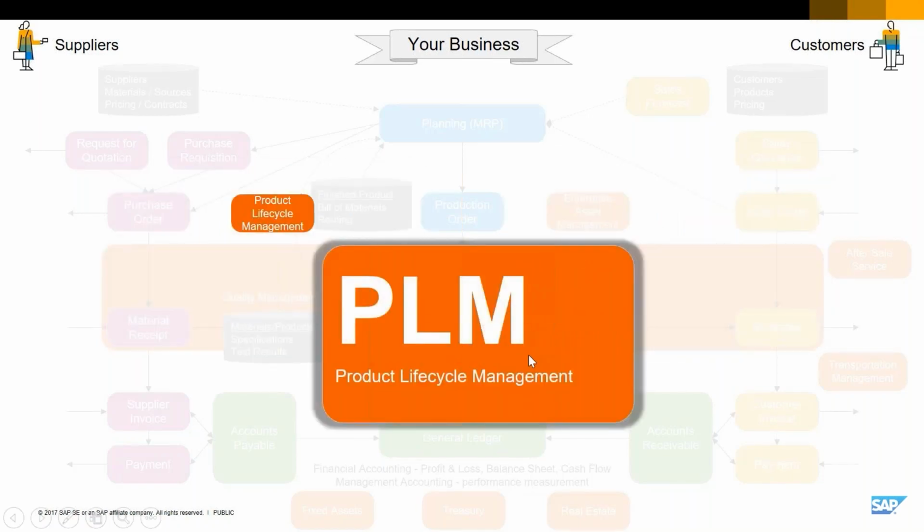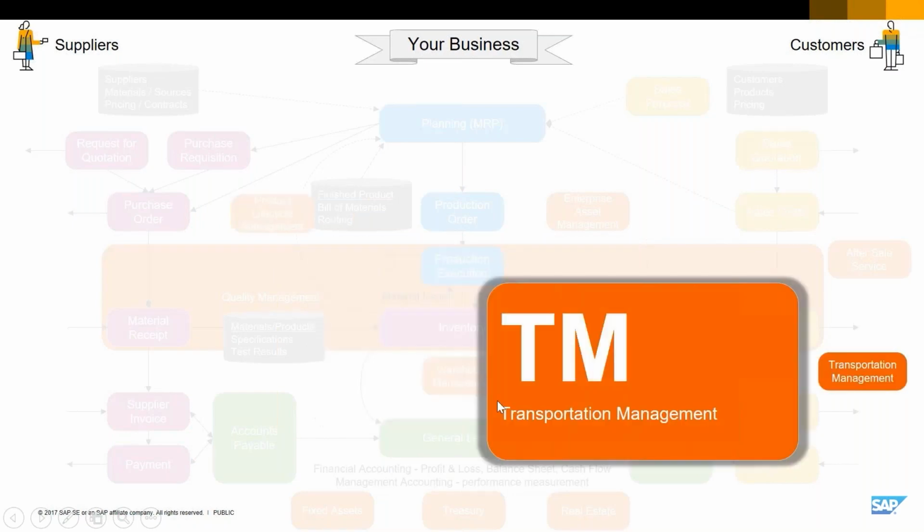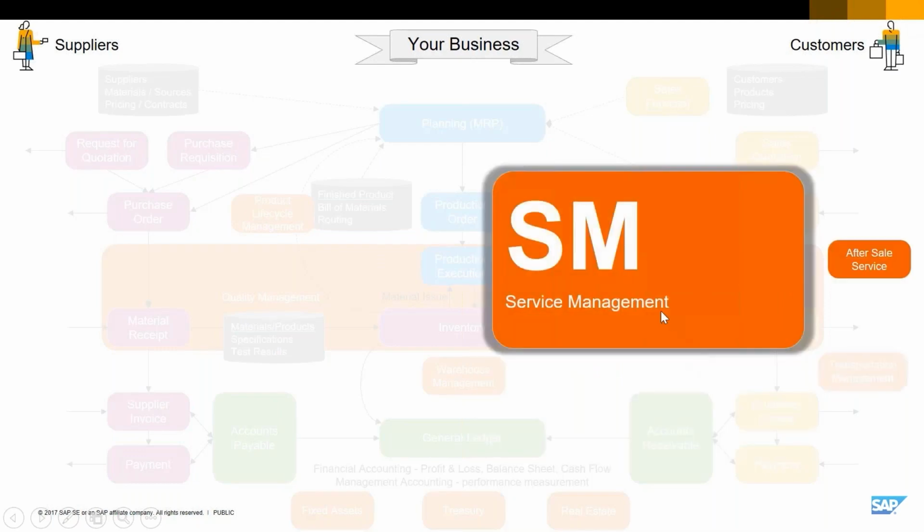Apart from that, you have product lifecycle management also. And this is transportation management, which we use for handling the transportation process in the sales and distribution area. This is service management, after sales service. We also call it the CS module.